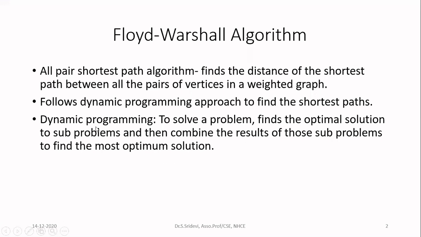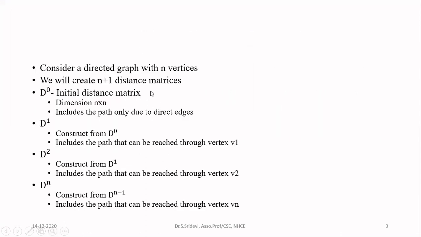So we are going to use the dynamic programming concept to find the solution to the all pair shortest path problem. In this, a directed graph will be given to you. You can even have an undirected graph. Let us consider a directed graph with n vertices. To find the solution, we'll be creating a total of n+1 distance matrices. So if you have 5 vertices, you'll be creating 6 matrices. At the end of the 6th matrix, you will get your output.